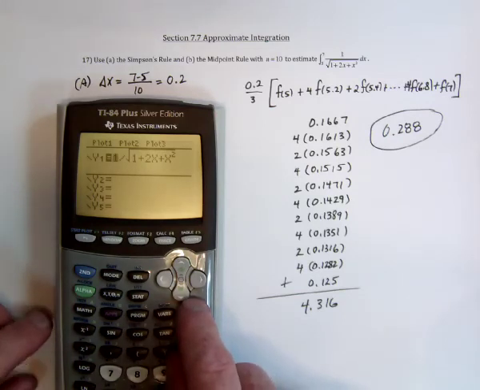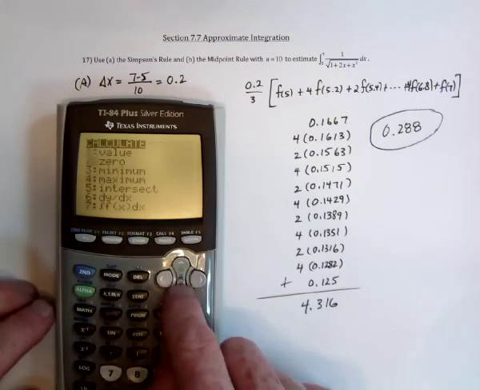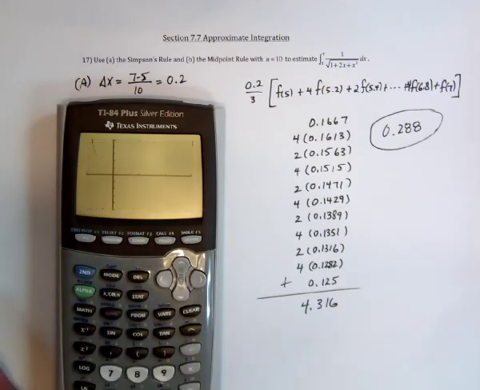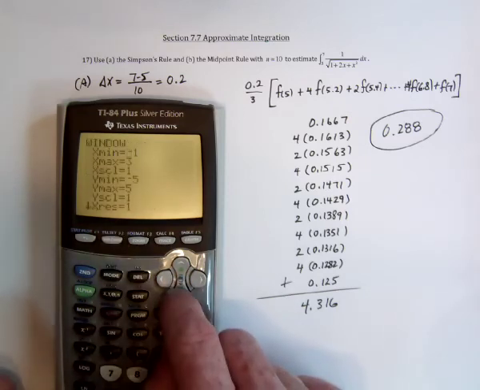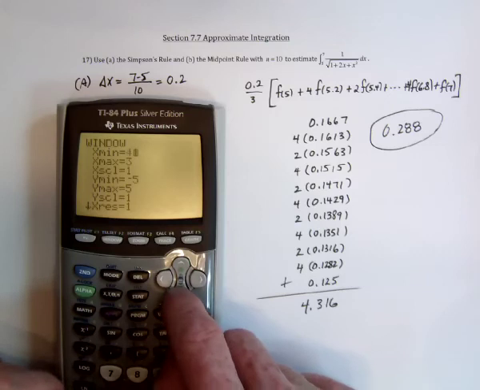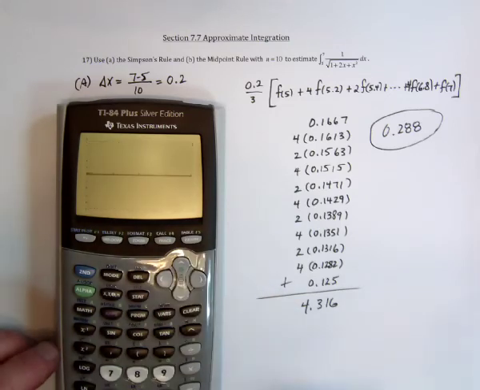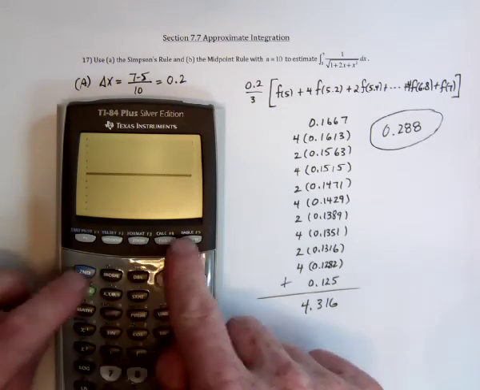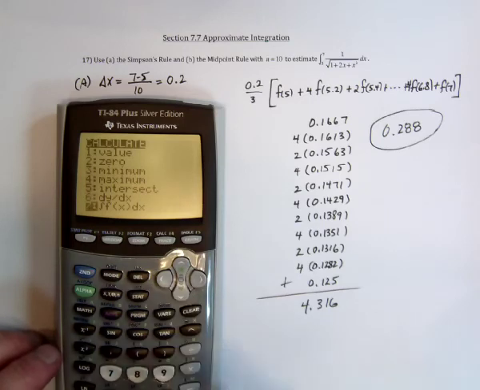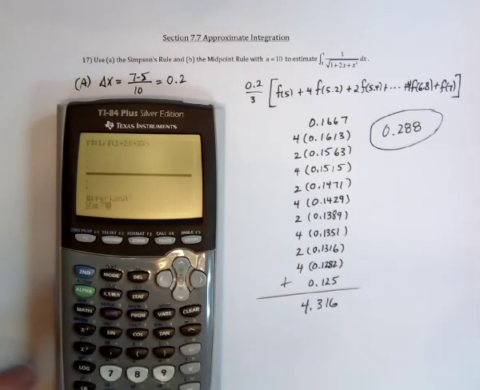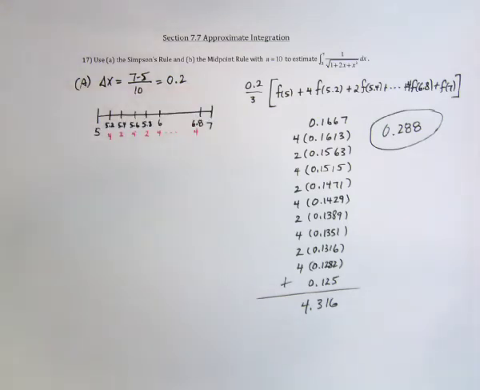I quickly want to check the graph and see what it's supposed to be. So integrate. I think I need to change the window because this is not going out far enough. So from 4 to 8 would do it. Oh wow, that's a very short function. So then calculate the integral from 5 to 7. The answer, 0.288. Okay, well, we're halfway done.